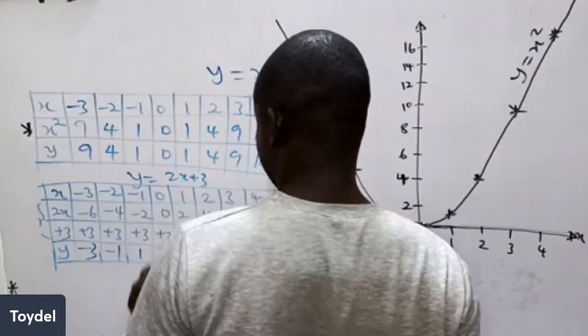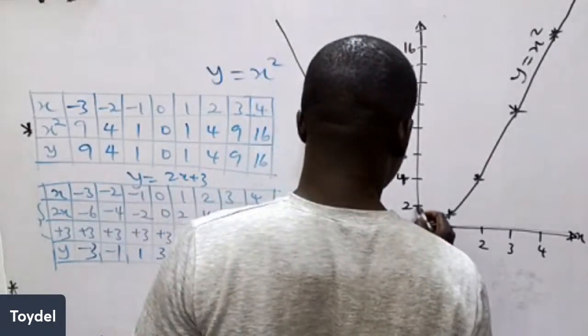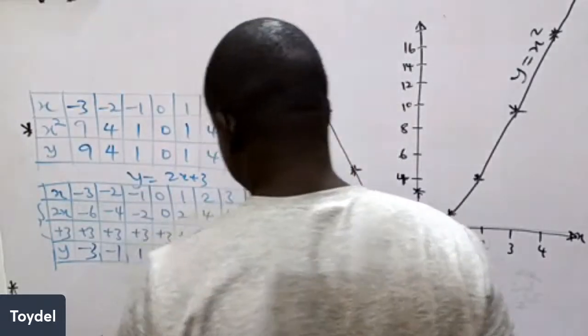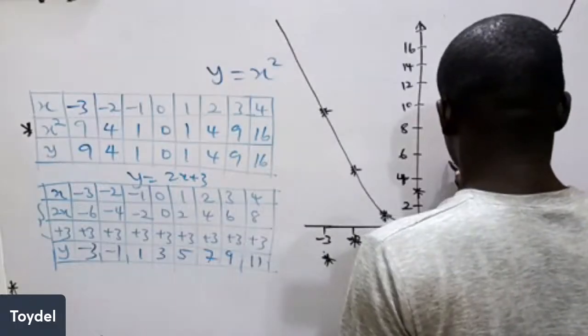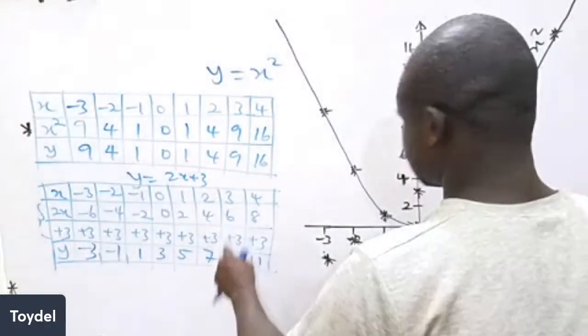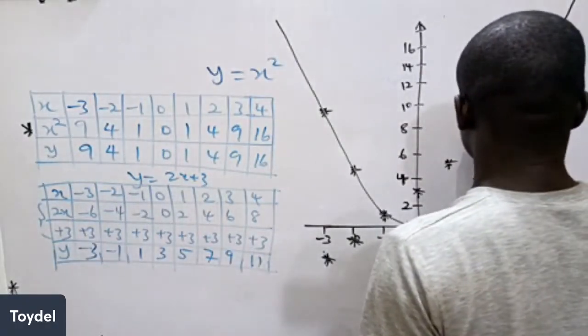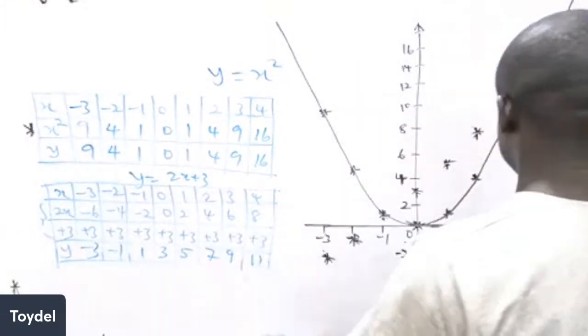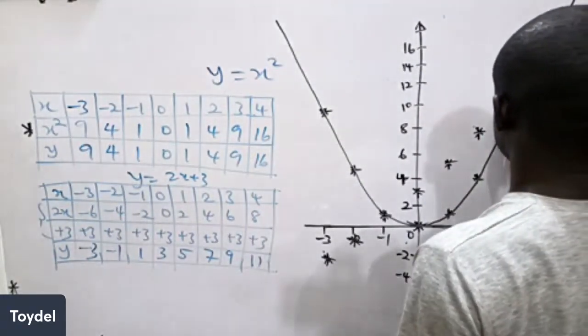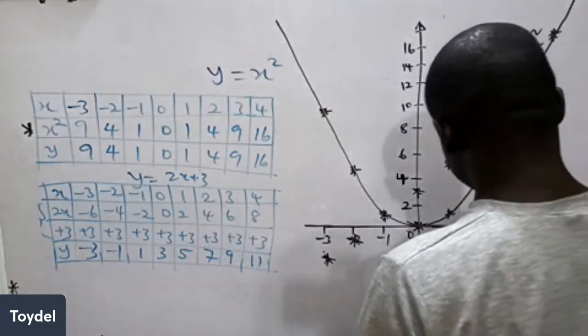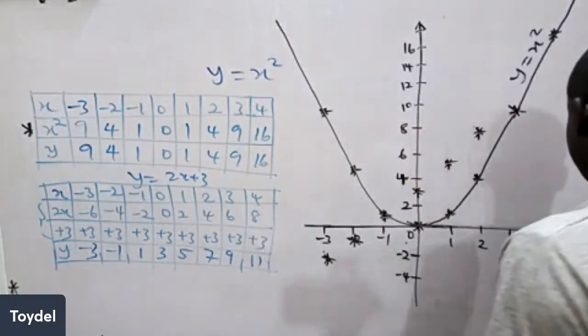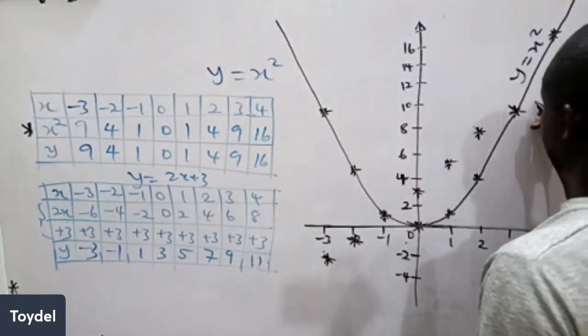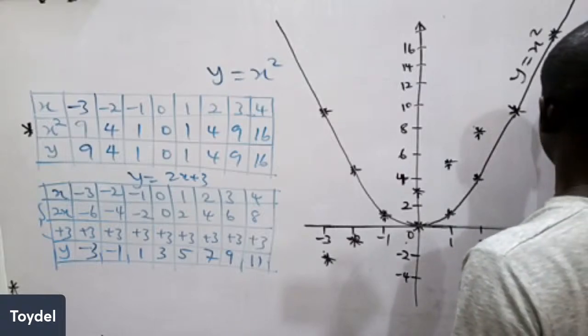When x is 0, y is 3. When x is 1, y is 5. When x is 2, y is 7. When x is 3, y is 9. Then when x is 4, y is 11.